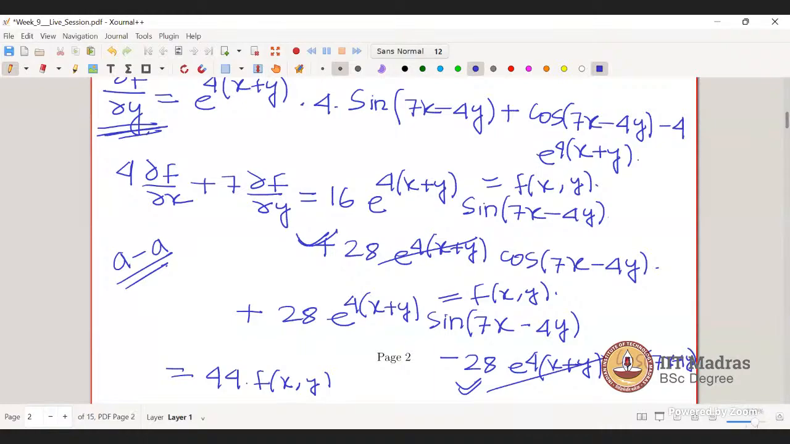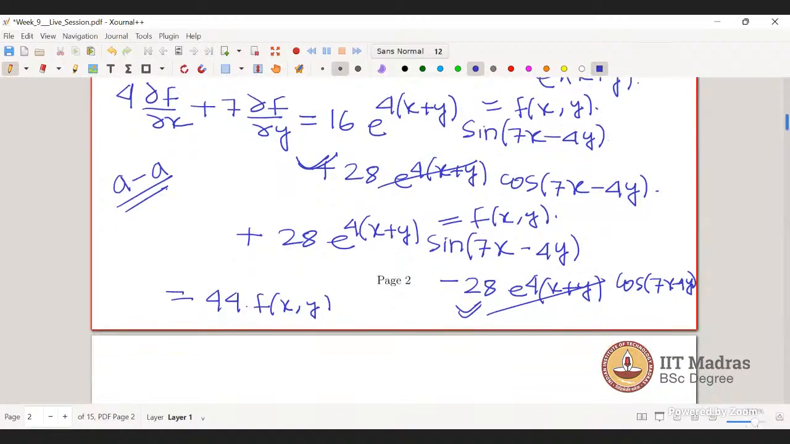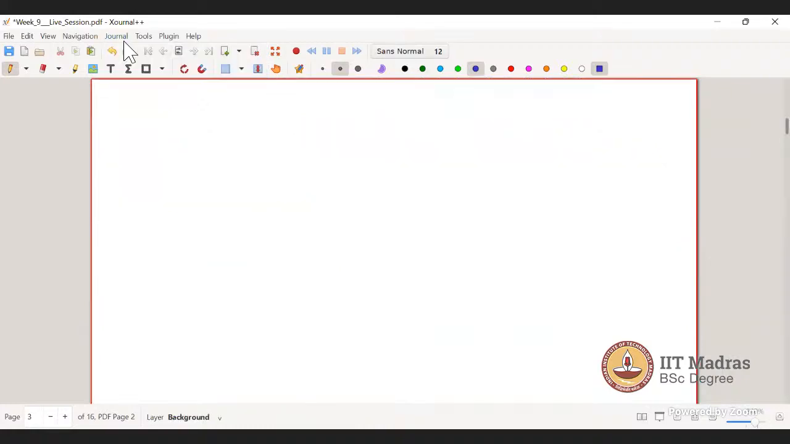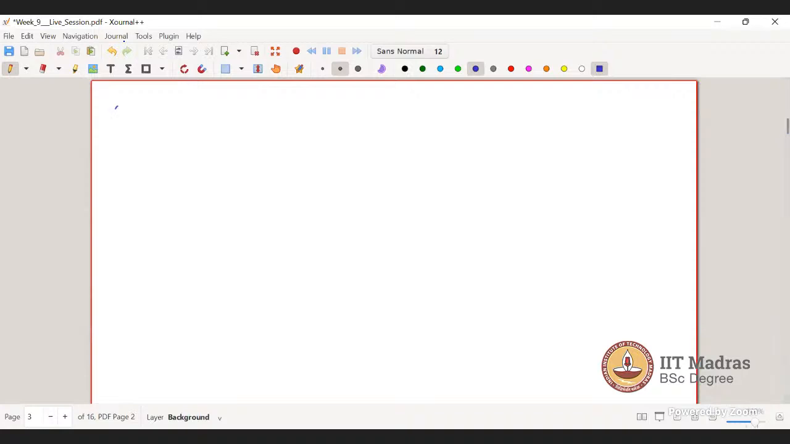Okay. In the same exercise, the last problem is also similar to this one. Which one? The last problem, same exercise, 9.2, the last one.